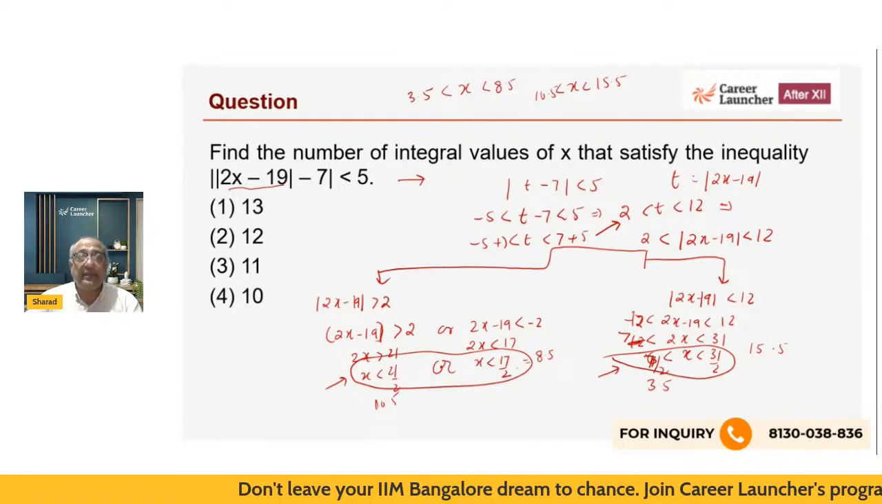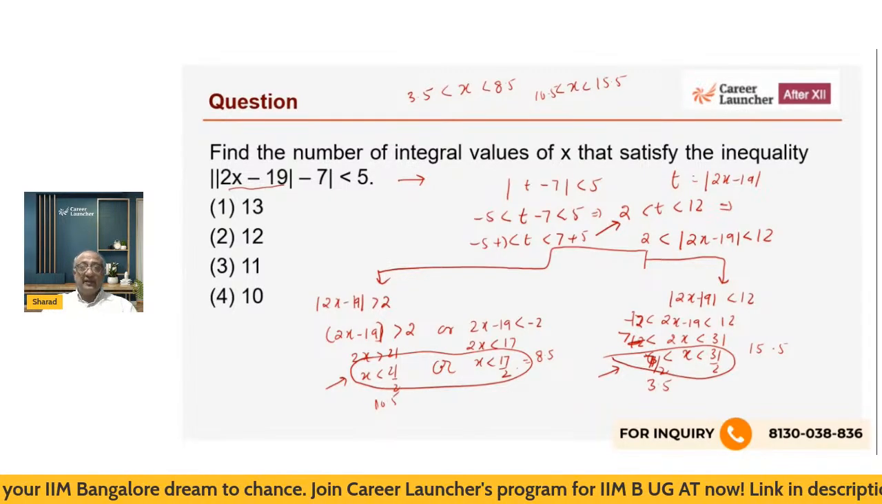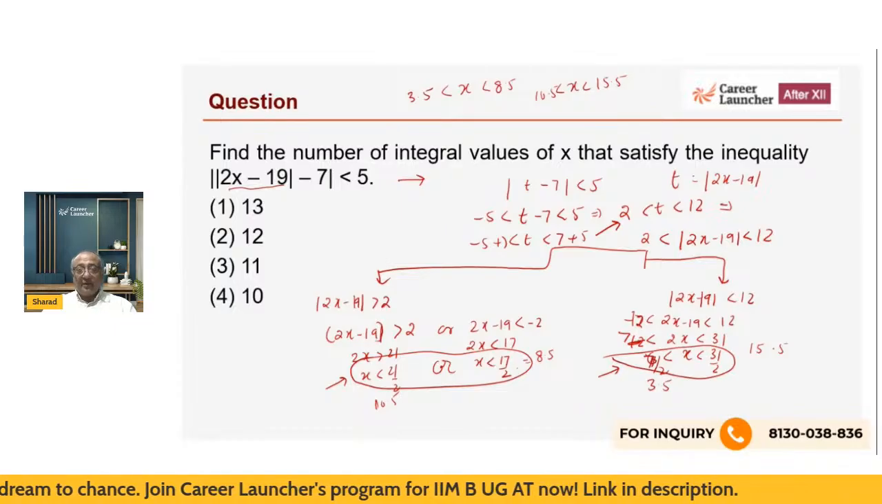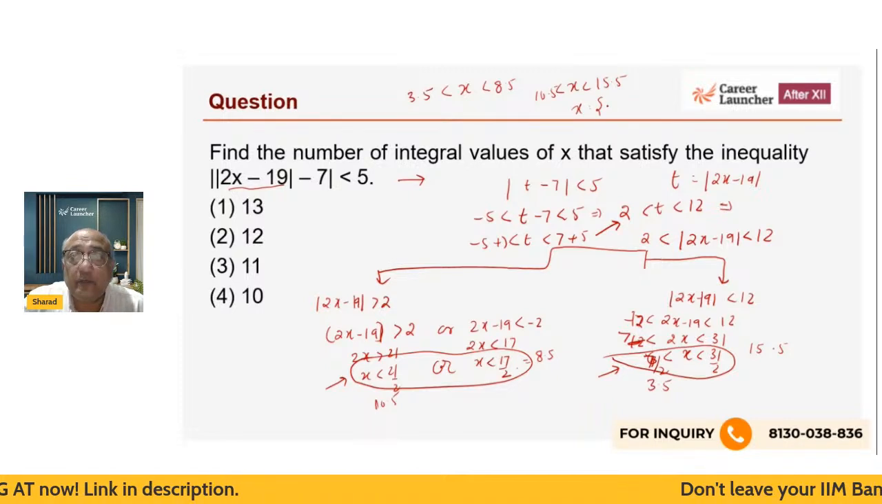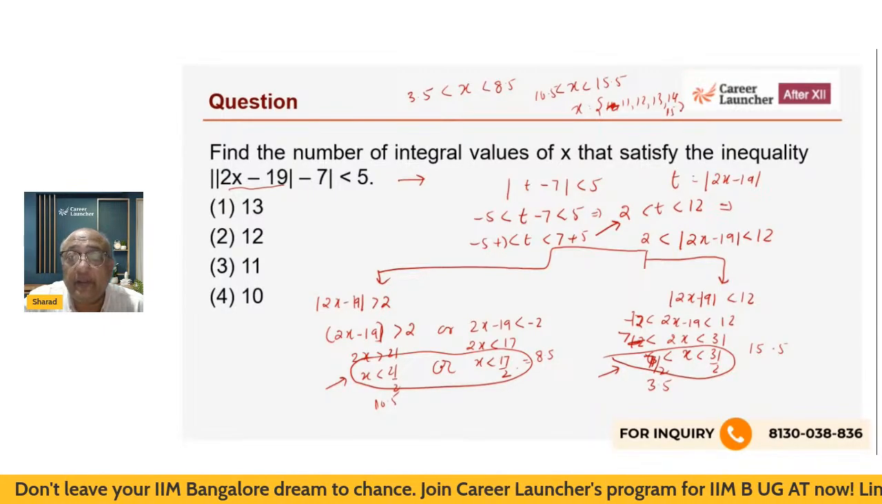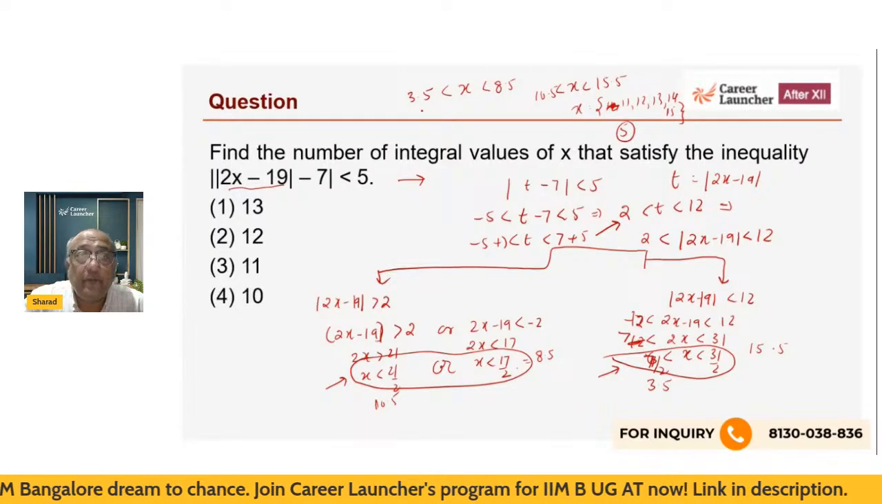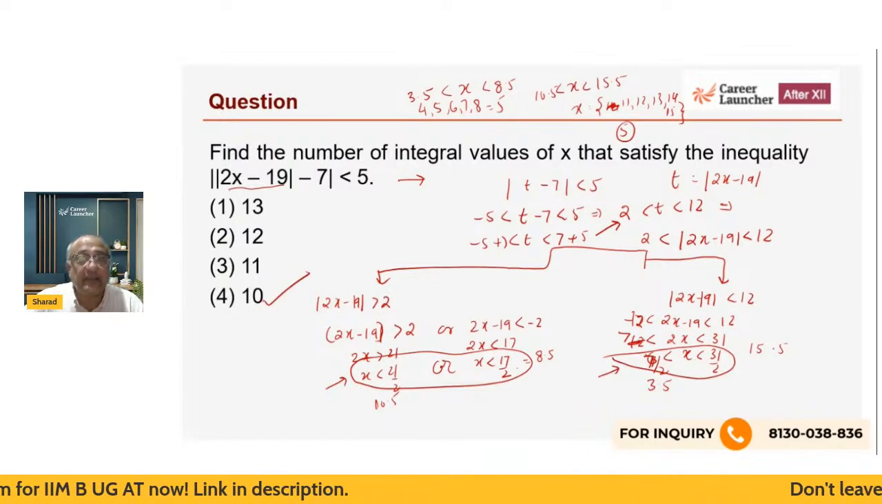Now this is a no brainer. You can of course do your sums. You can write 4, 5, 6, 7, 8, and from here accordingly 11, 12, 13, 14, 15. So here how many values do I have? X is equal to 11, 12, 13, 14, and 15. How many values? 5 values. From here we have 4, 5, 6, 7, 8, 5 values. So we have 5 plus 5, 10 as an answer.